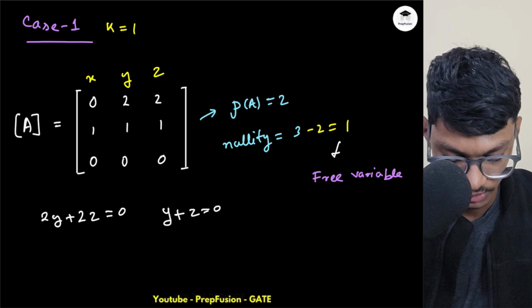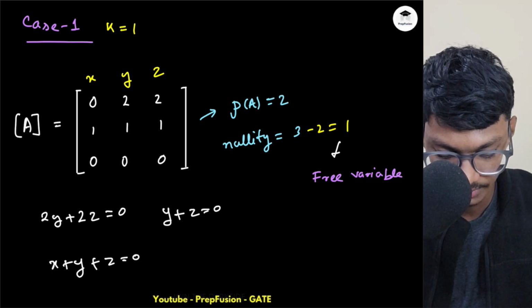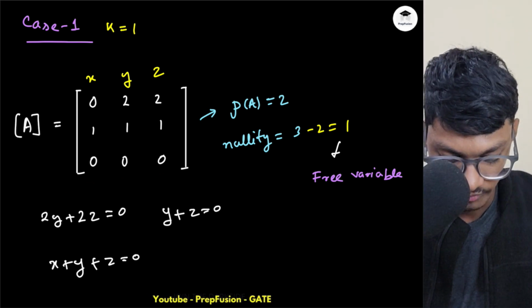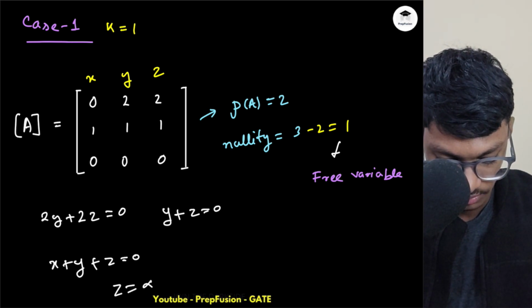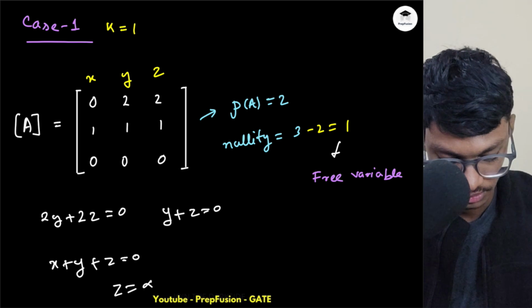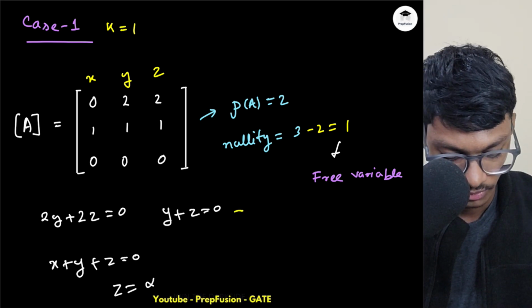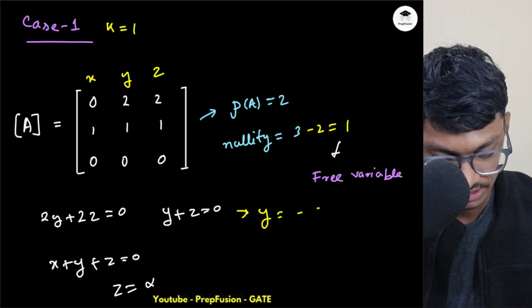This is one equation. Then x plus y plus z equals 0, and in the bottom right, if we have all zeros, what I can say is I can take z as alpha. If z is alpha, then y will be equal to minus alpha.